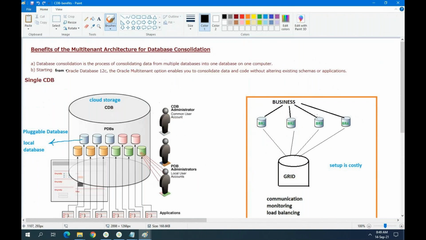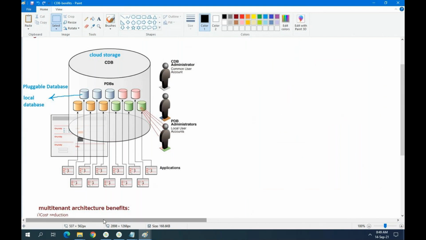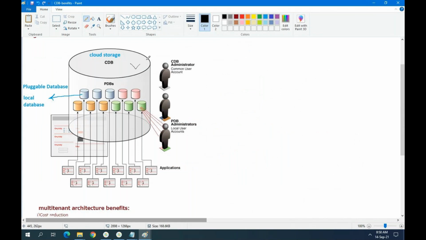This is grid, guys. The right side diagram is for grid. Just watch the left side diagram. I want to remove this. See here, this is your cloud. I am using a cloud model instead of that. This is the cloud.